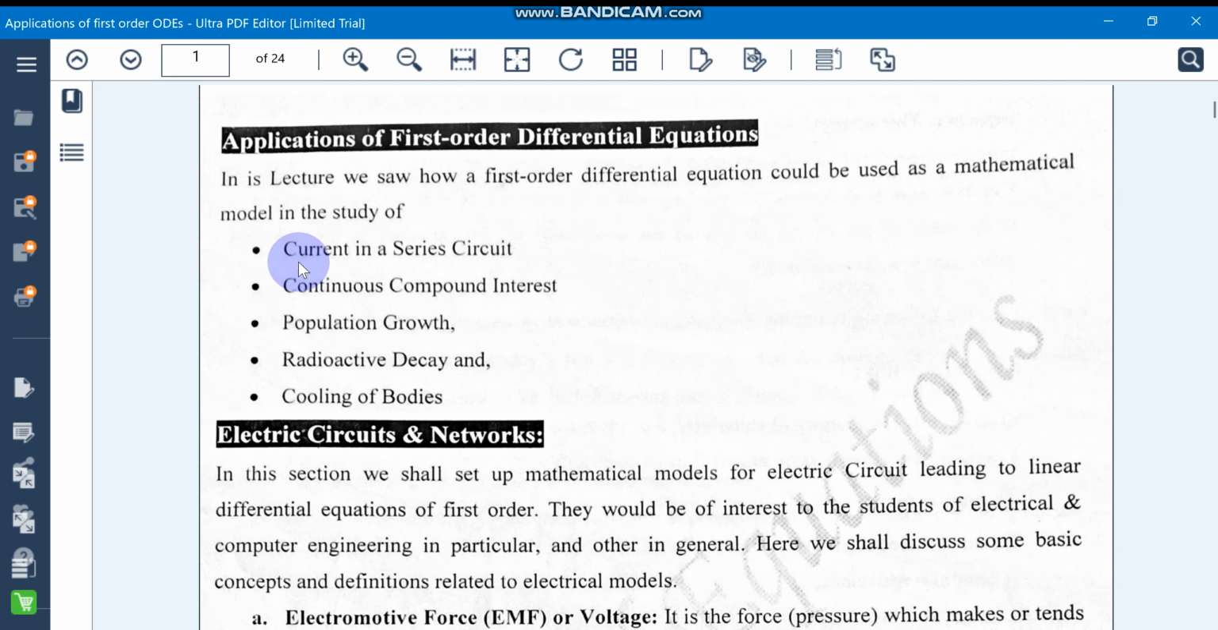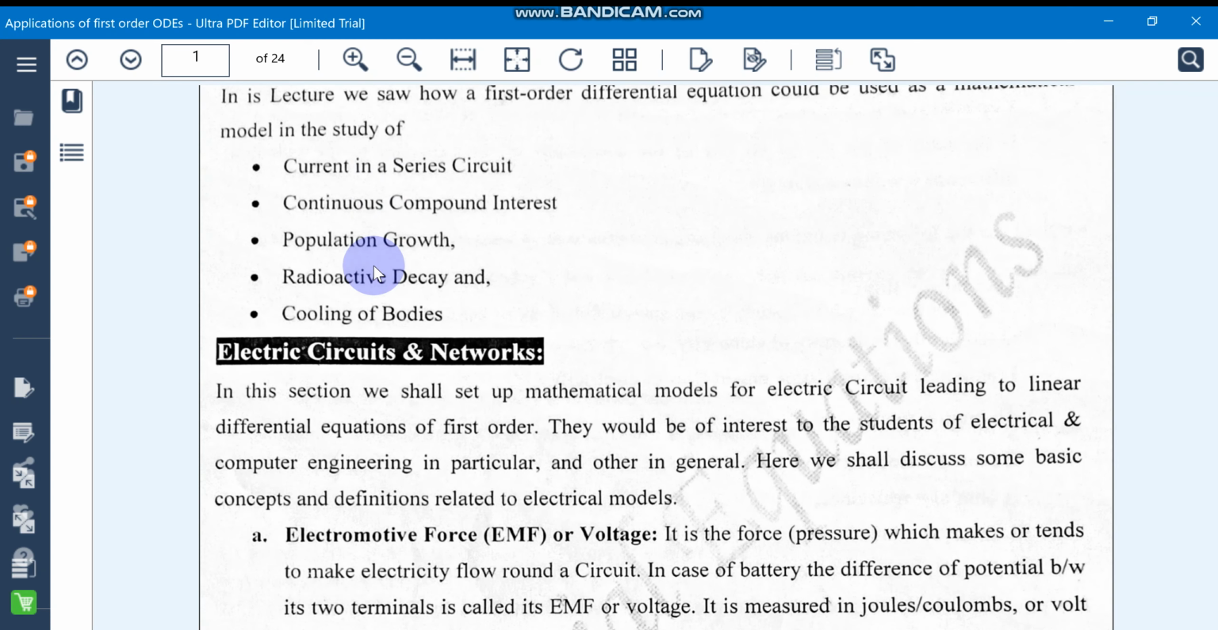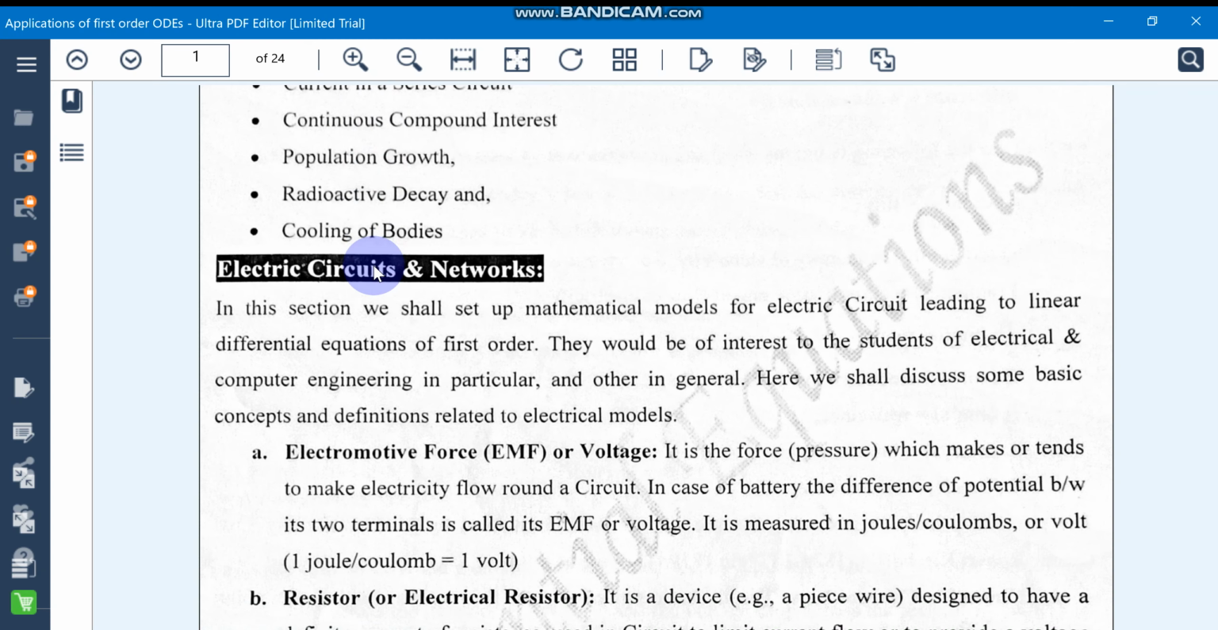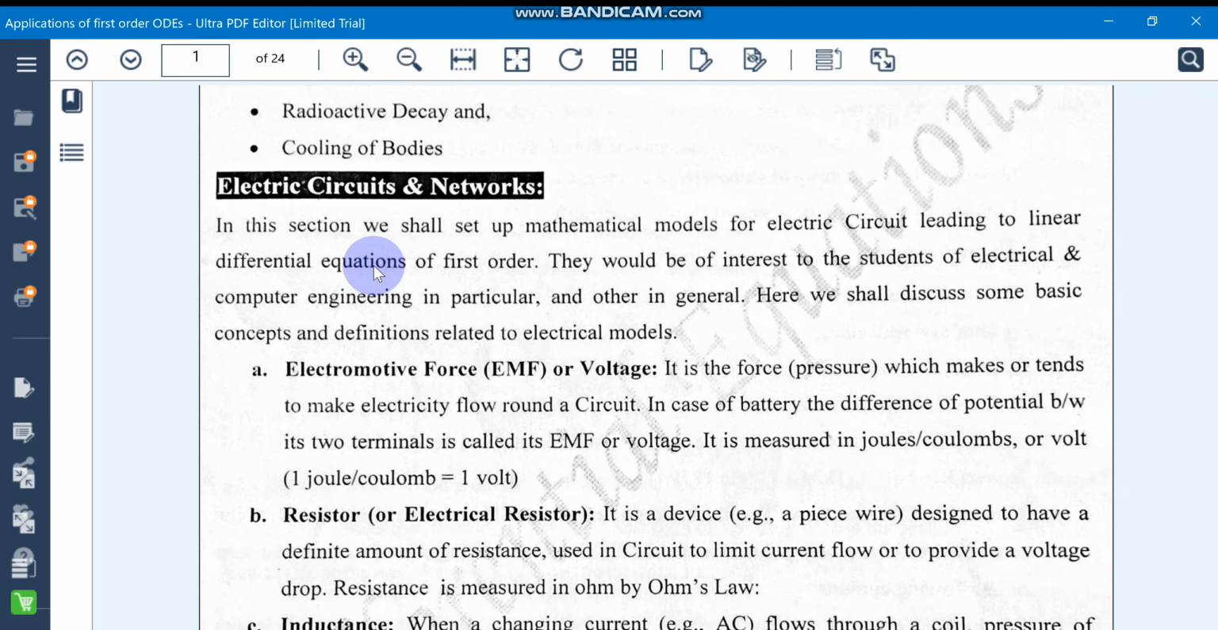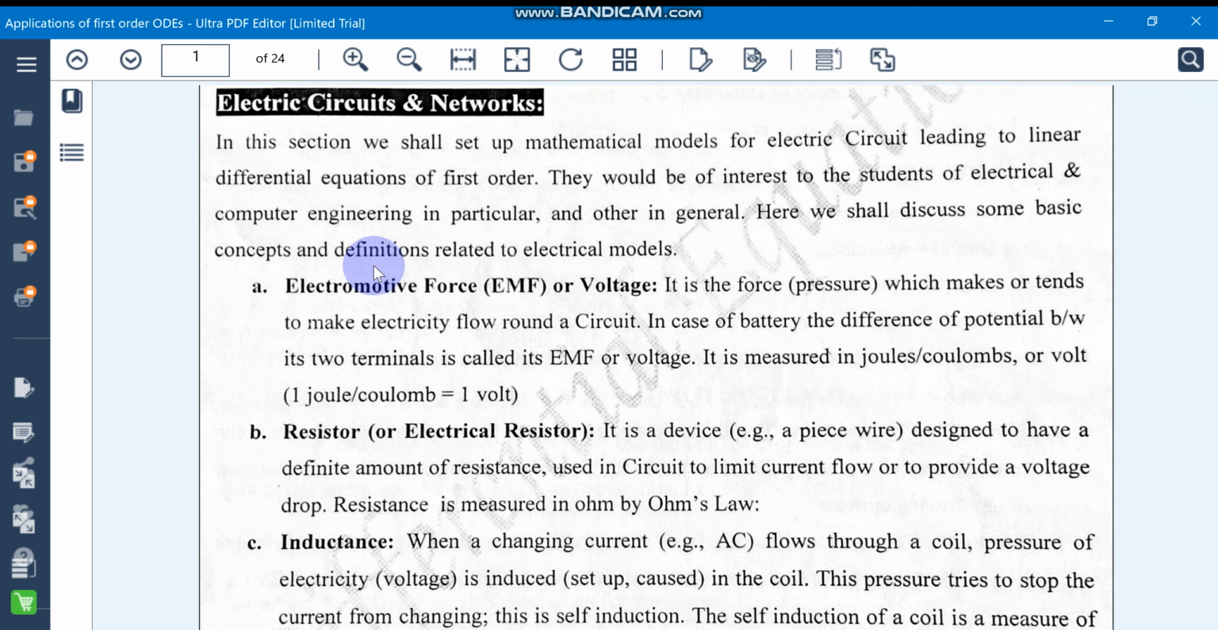The first one is the current in a series circuit, then the compound interest, the population growth, the decay rate or radioactive decay, and the cooling of bodies. So the first one is the current in a series circuit, and in this topic there are some laws, just like Ohm law, the Faraday law, the Lenz law, and the Kirchhoff current law.